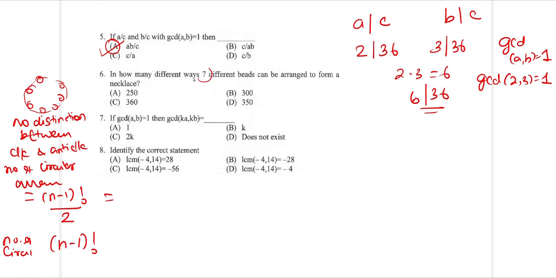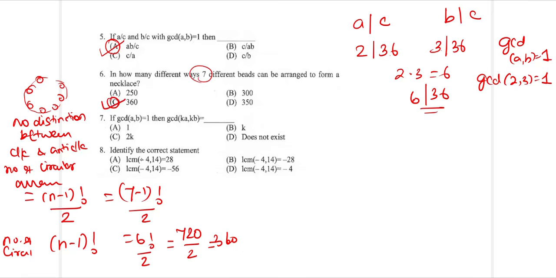The number of beads here is 7. So it is going to be 7 minus 1 factorial divided by 2. What is 7 minus 1 factorial? It is going to be 6 factorial divided by 2. What is 6 factorial? 6 factorial is going to be 720. Use your calculators. So divided by 2, this makes it 360. So the answer is over here C, which is 360.